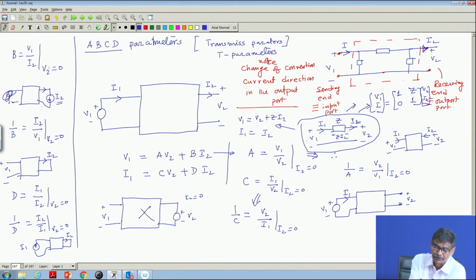Yes, one could think in this way and find out, but for simple networks you can easily make out how the parameter values will look like.